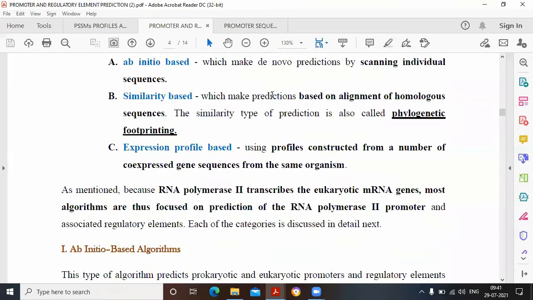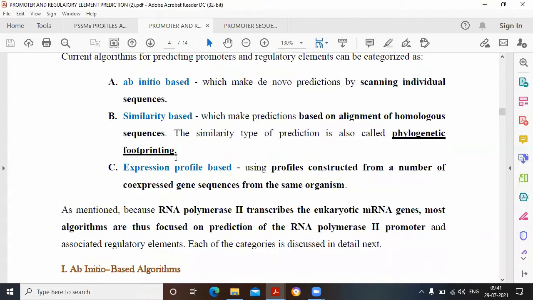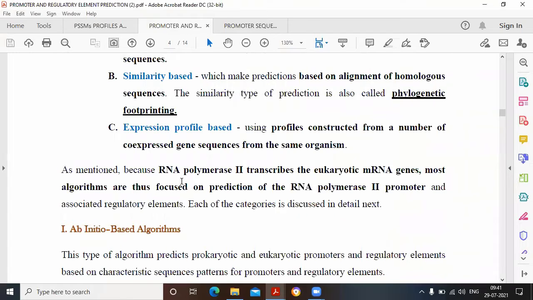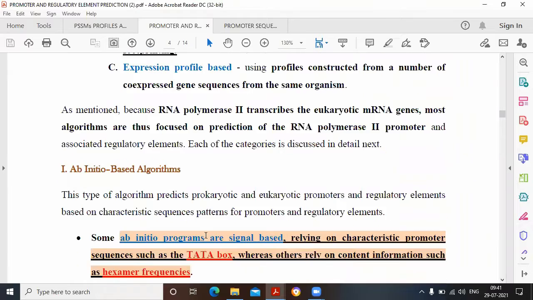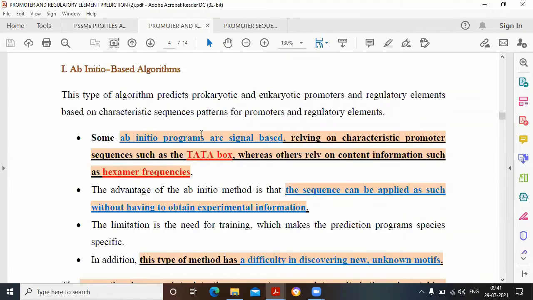Fine. Again, all these algorithms depend only on RNA polymerase II for the eukaryotic system, and only a single RNA polymerase is found in the prokaryotic system. Okay, so there are the ab initio based method, the similarity based method, and the expression based method. First I'll talk about the ab initio based method. In the ab initio based method or algorithm, there are particular assumptions.